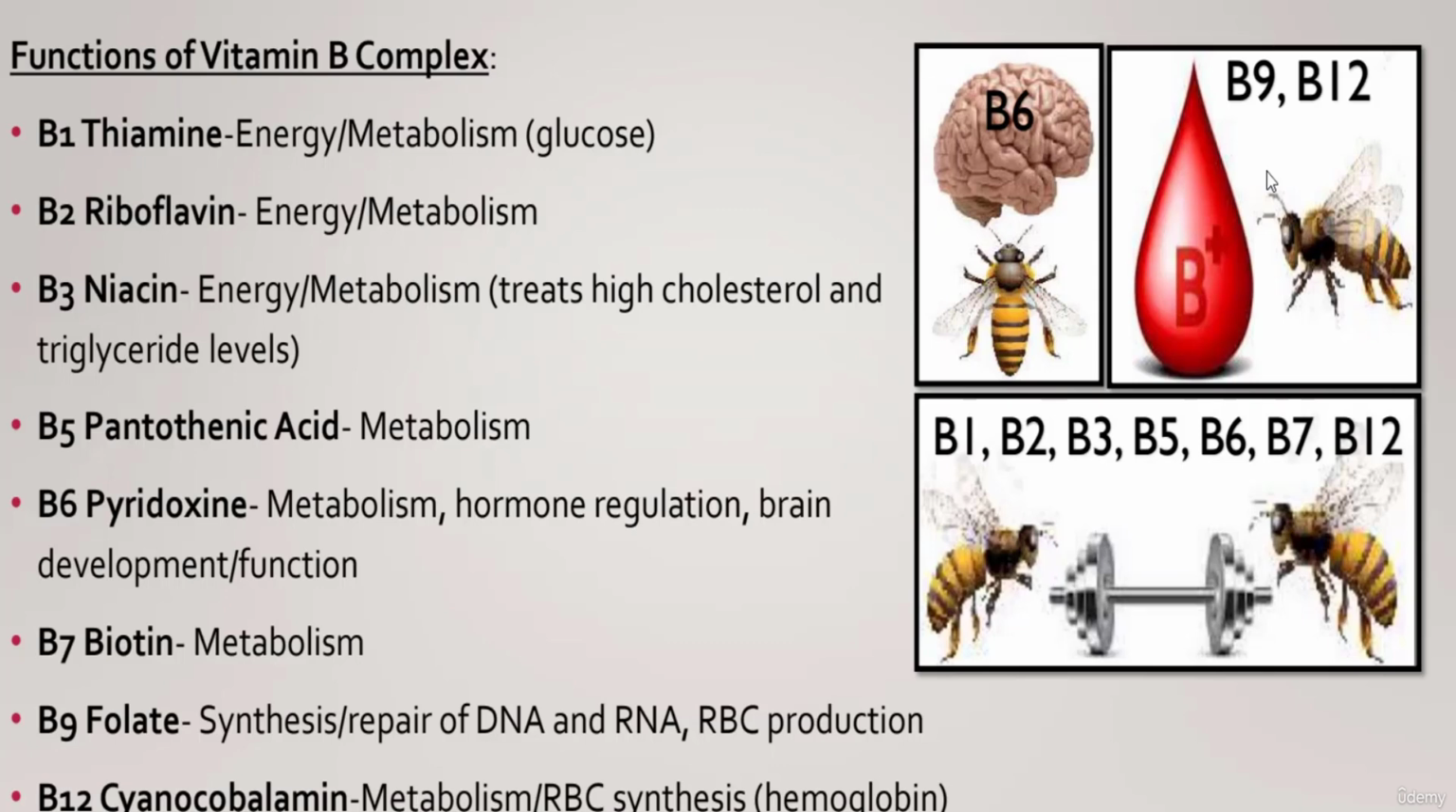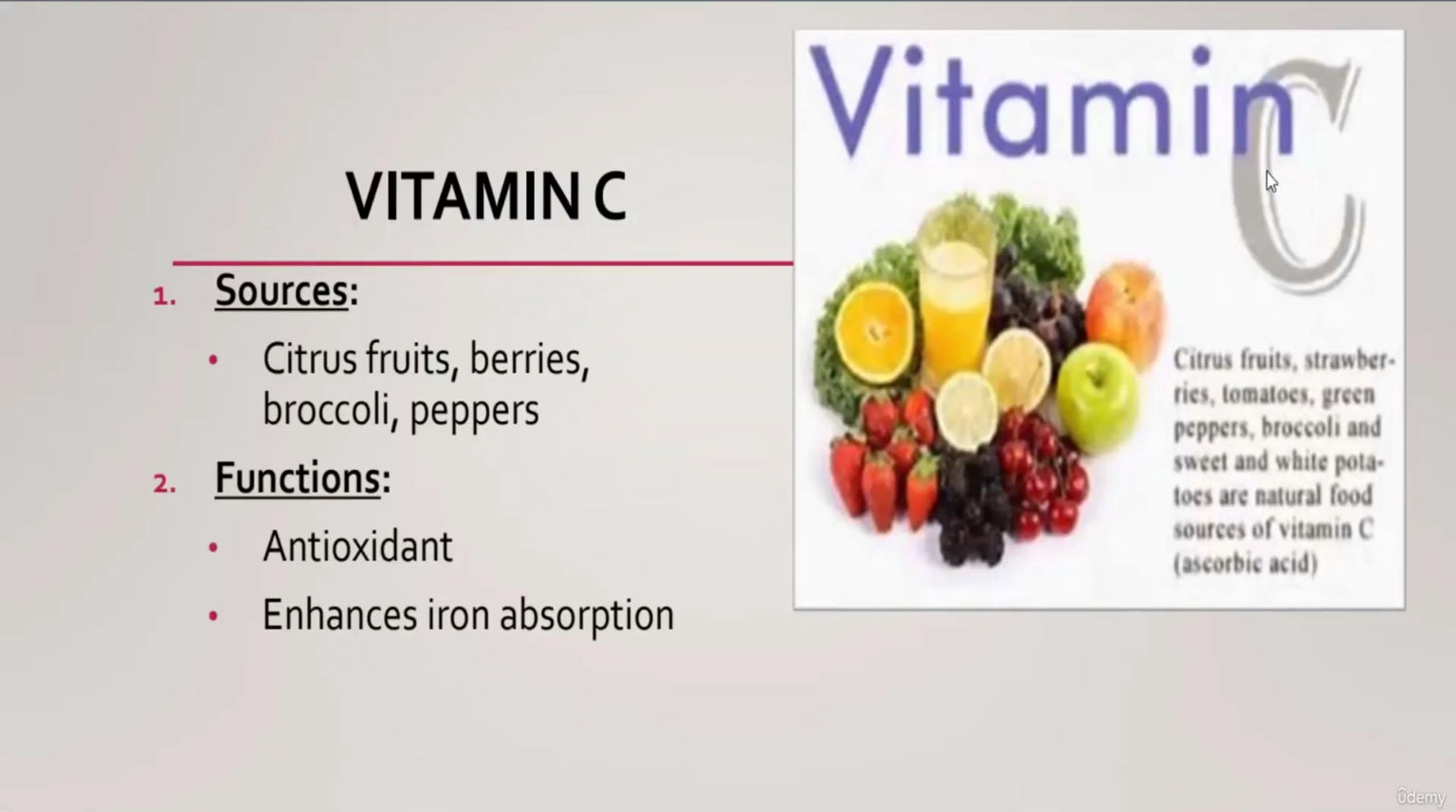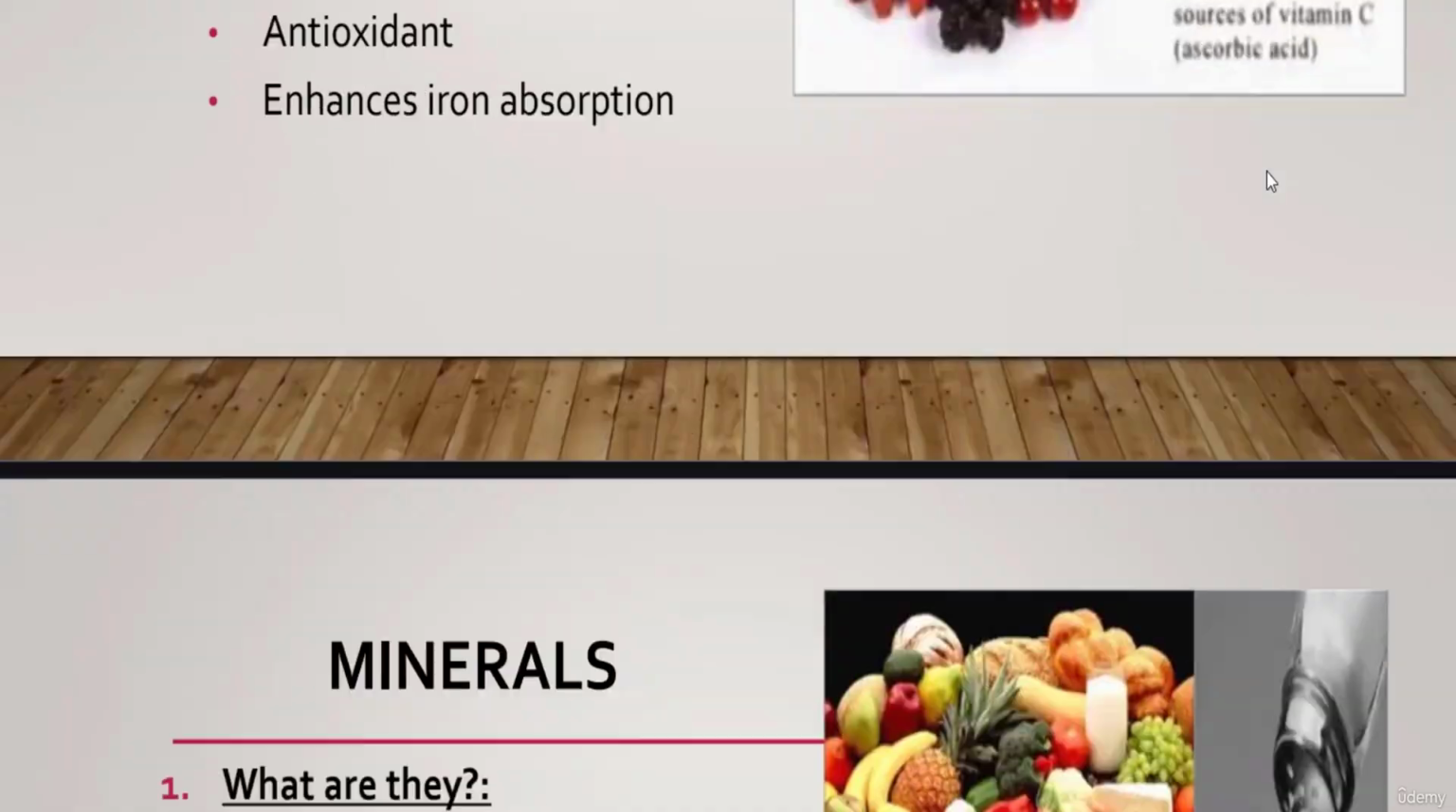So this is a lot, of course, but again, just keep in mind that vitamins, especially the B vitamin complex, are essential for energy and metabolism. Vitamin C sources are from citrus fruits, berries, broccoli, and peppers. Functions: antioxidant, and it enhances iron absorption.